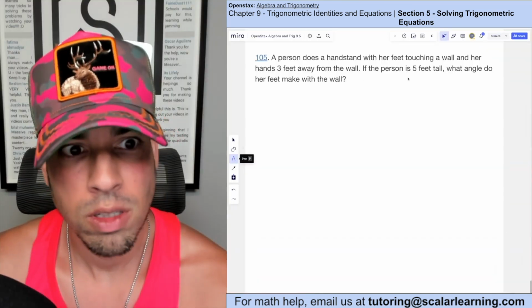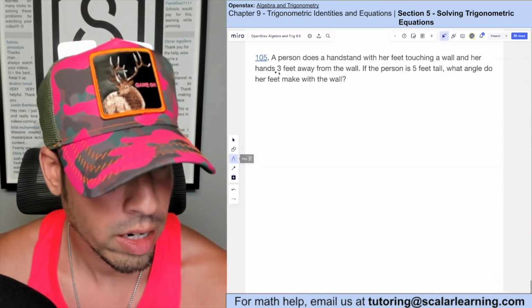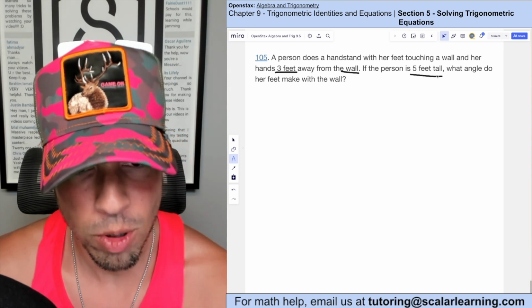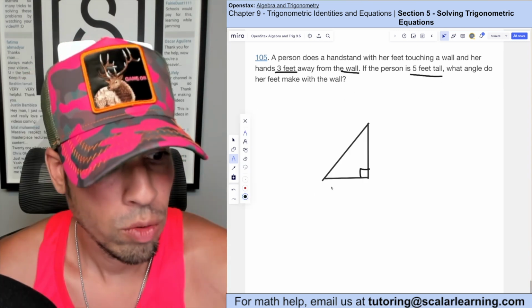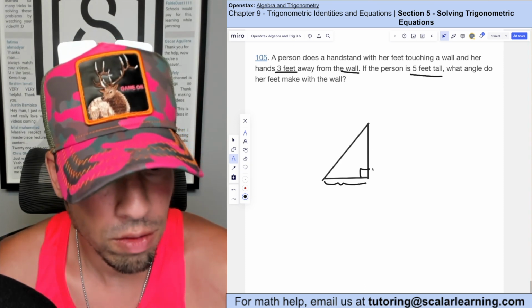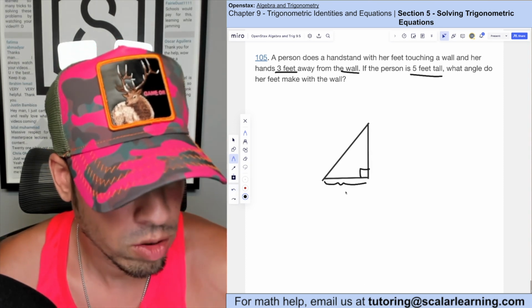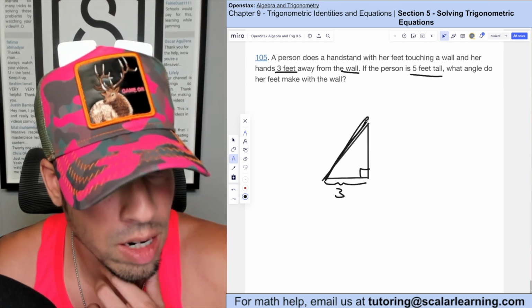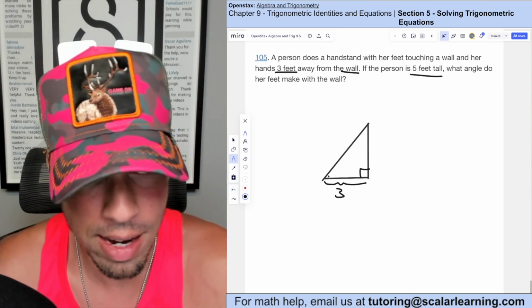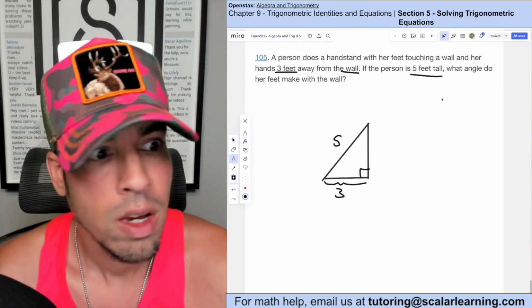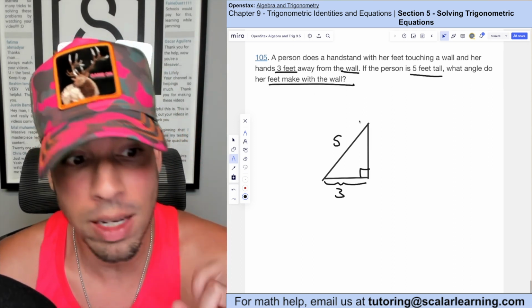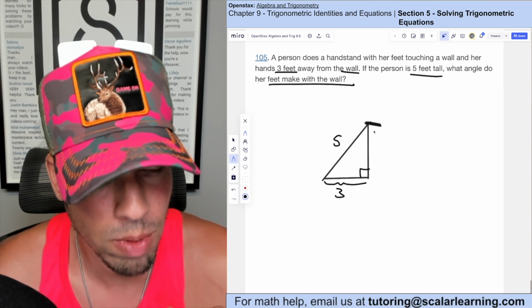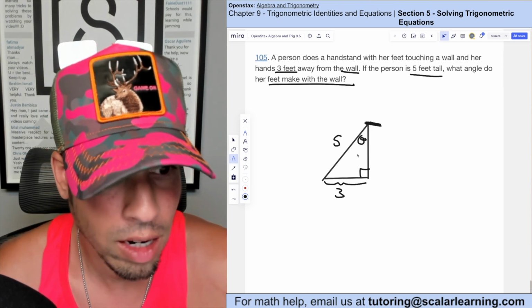Done. A person does a handstand with her feet touching a wall and her hands 3 feet away from the wall. If the person is 5 feet tall, what angle do her feet make with the wall? So here we've got the distance from the wall. This would be the wall, right? So that's our 3 feet. And then the person is kind of leaning this way, leaning again diagonally against the wall. So that's 5 feet. And we're trying to find what angle do her feet make with the wall. Again, she's doing a handstand, so her feet are up here, right? So this is the angle we're trying to find.